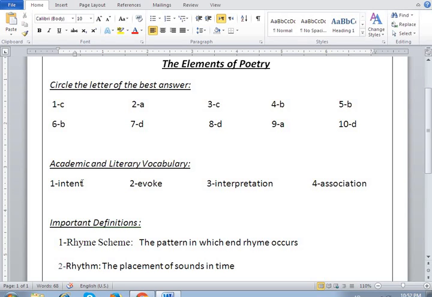The composer told the interviewer that the purpose of his symphony was to evoke or intent a sense of longing in the listener. Which one is correct? Evoke or intent? When I find sense, guys, it is related to evoke. Okay? Sense is related to evoke.